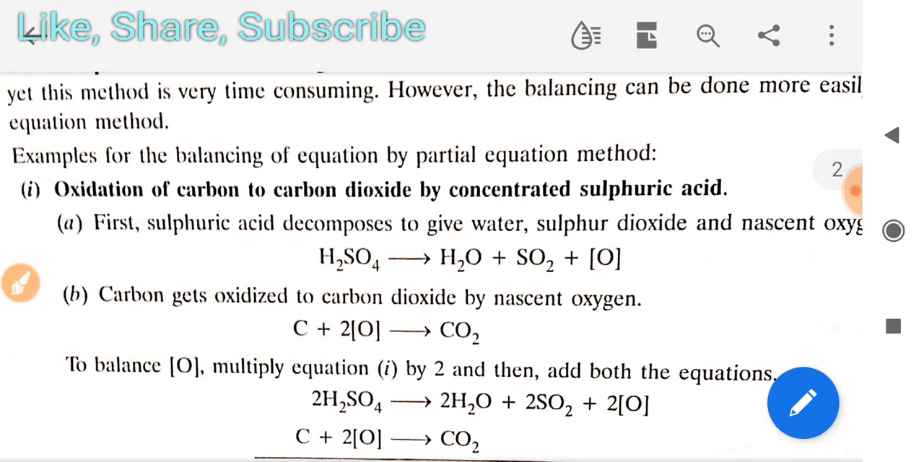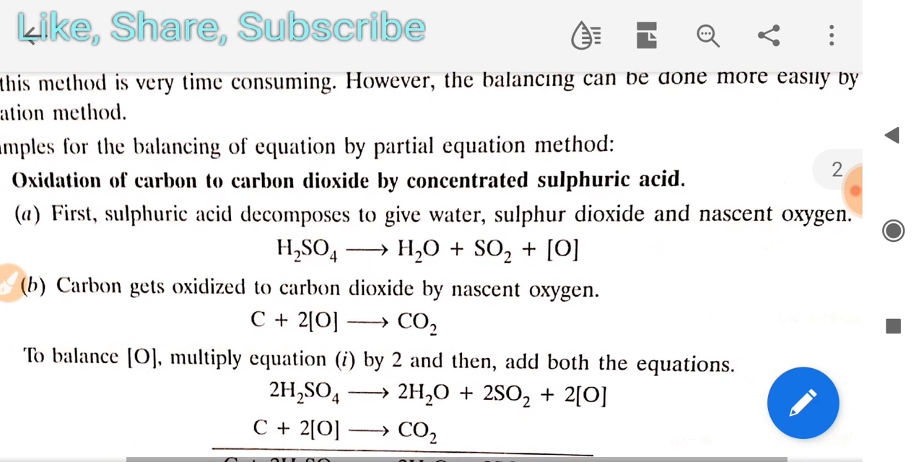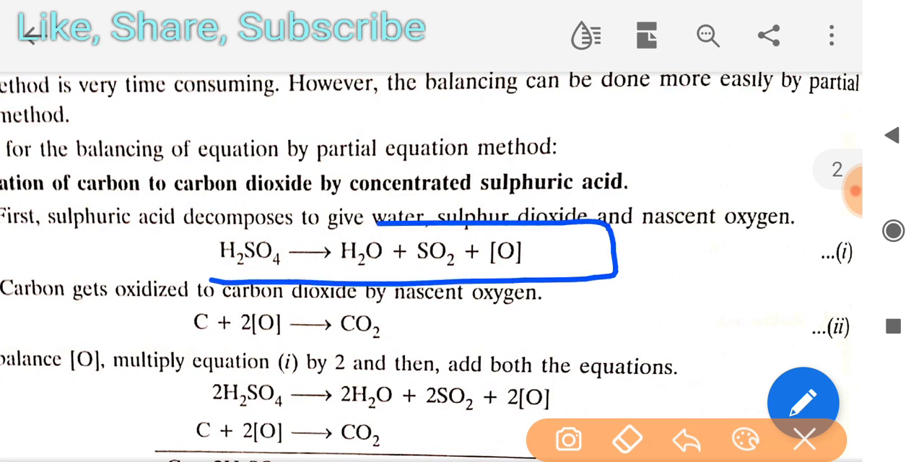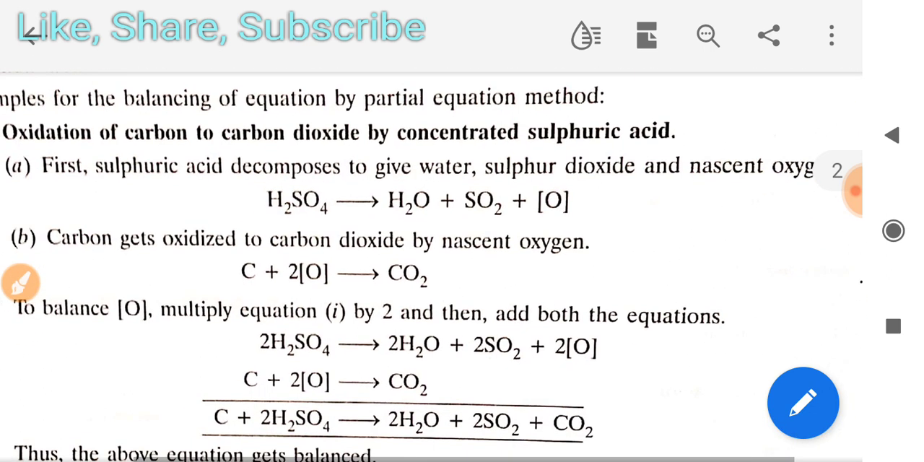So first, sulfuric acid decomposes to give water, sulfur dioxide and nascent oxygen. This is the first equation. In the first equation, H2SO4 decomposes into water, sulfur dioxide and nascent oxygen, so that's why we wrote it as equation first. Now in part B, carbon gets oxidized to carbon dioxide by nascent oxygen.